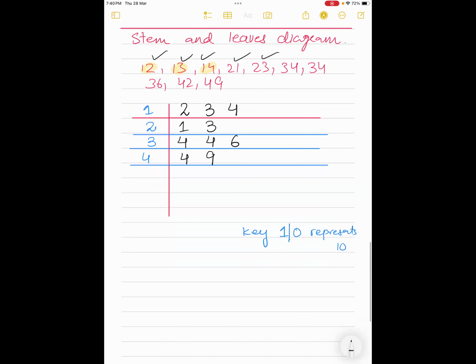The examiner can ask you two questions. You have to write 4 2. Okay, fine. Thanks. So this is for 2.